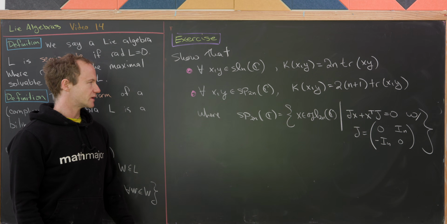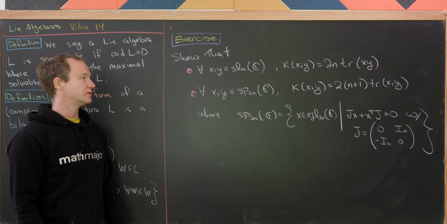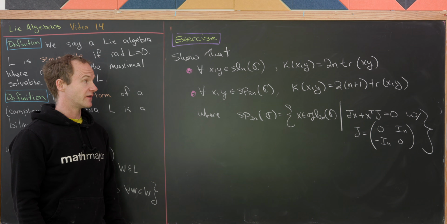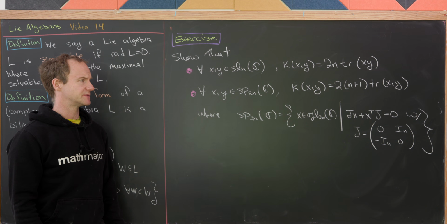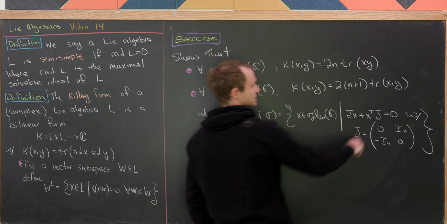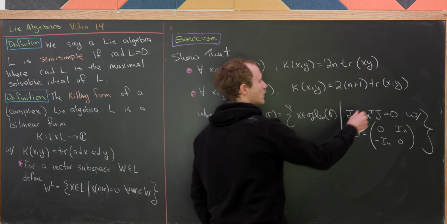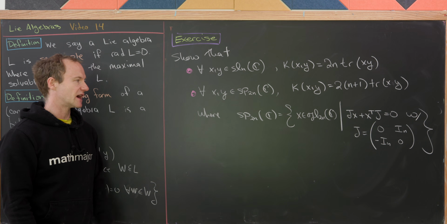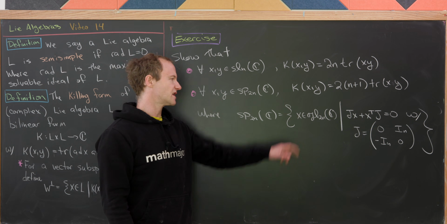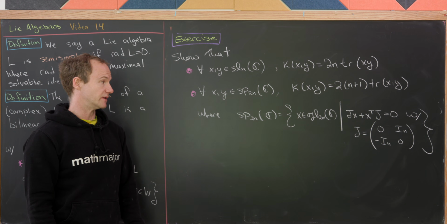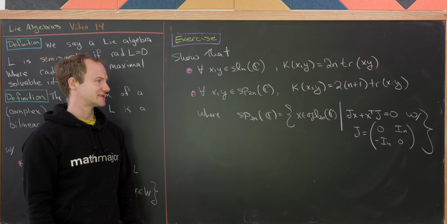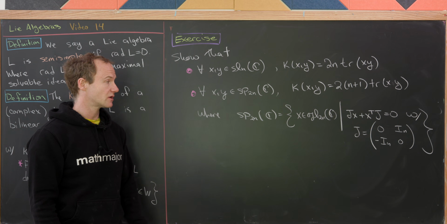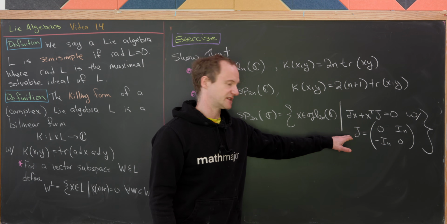And then the next one is for all x, y in sp_2n, we have kappa of x, y is 2 times (n plus 1) times the trace of x times y. You might say, well, what's sp_2n? It's a symplectic Lie algebra defined as follows. It'll be a subalgebra of gl_2n, defined by J times x plus x transpose times J equals 0, where J is this matrix here.